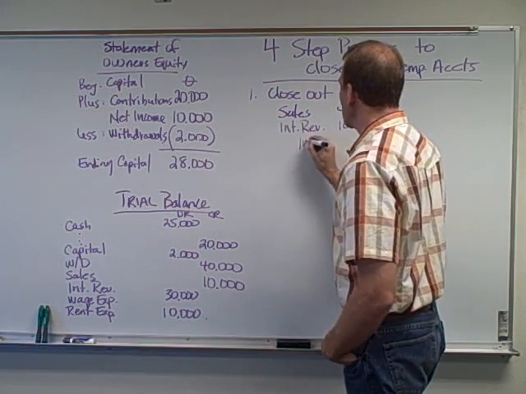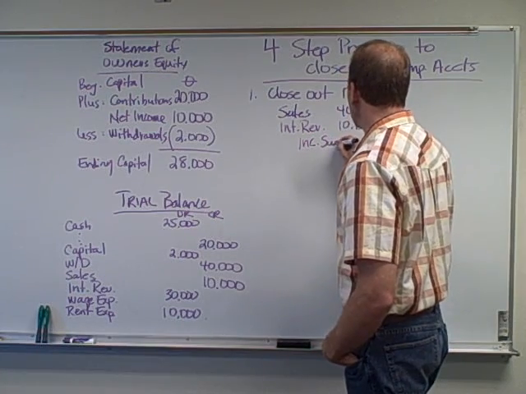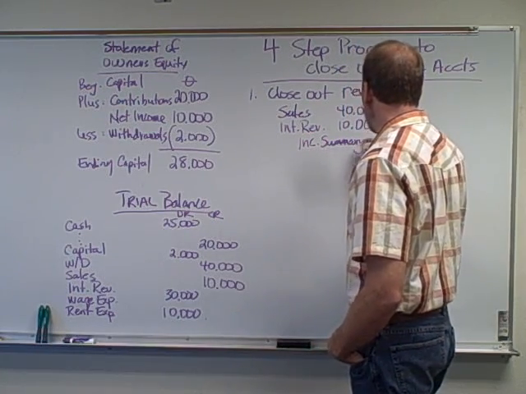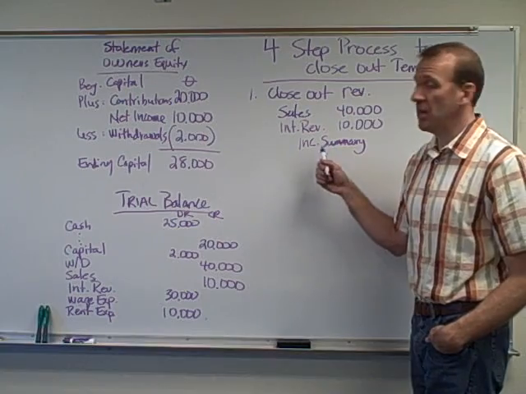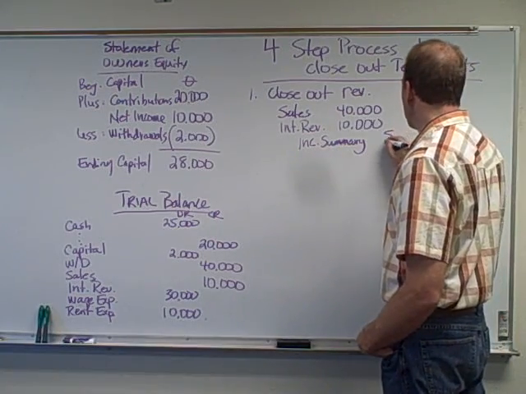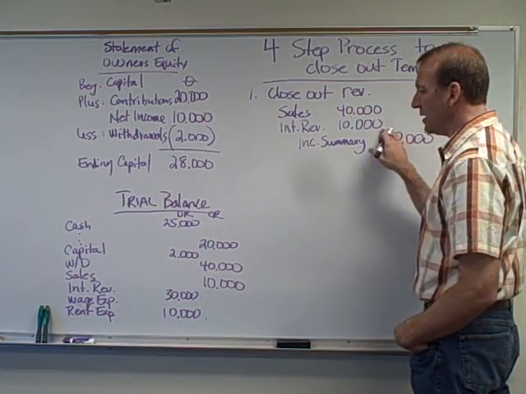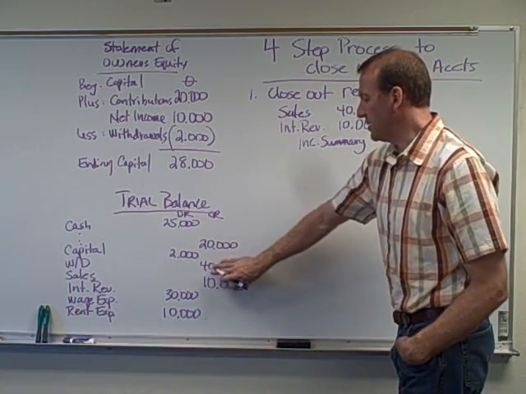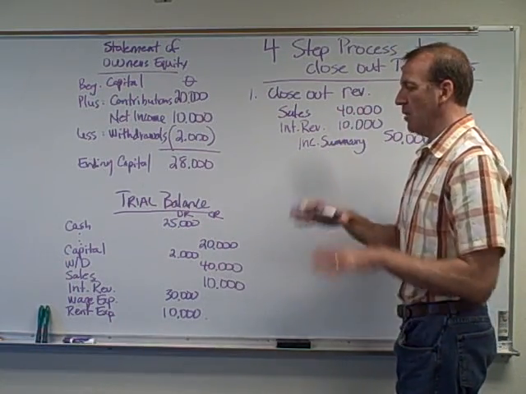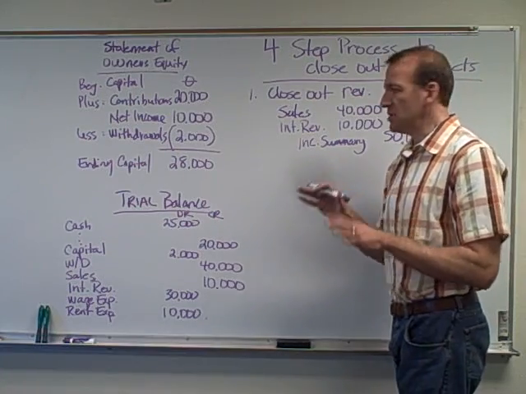And then we're going to close it out to a brand new account called income summary. It's a brand new account. We're also going to close this one out eventually, but we're just going to temporarily put it into income summary. So by debiting these, that zeroes these out because these are credits. We're debiting it, so now sales and interest revenue are now zero.